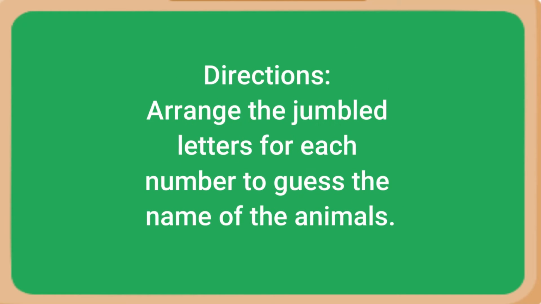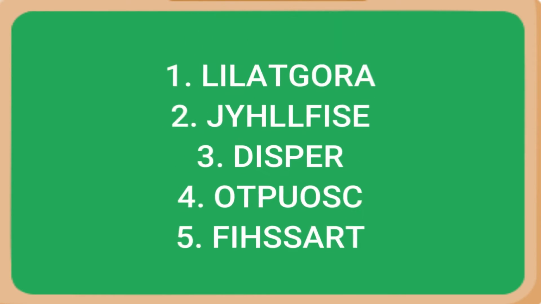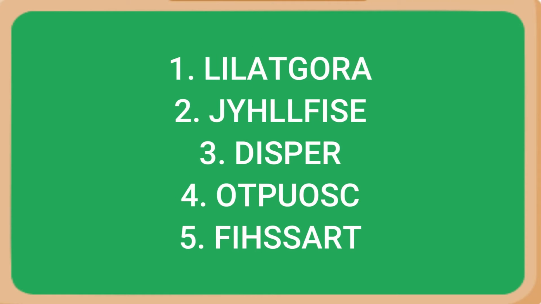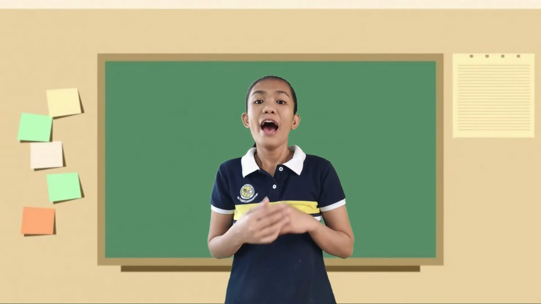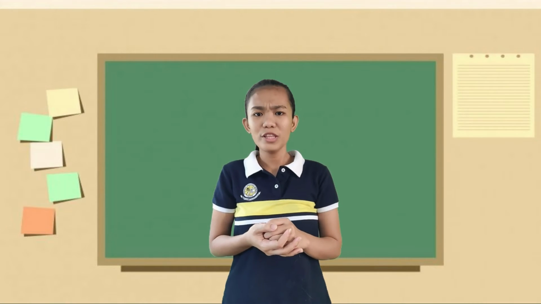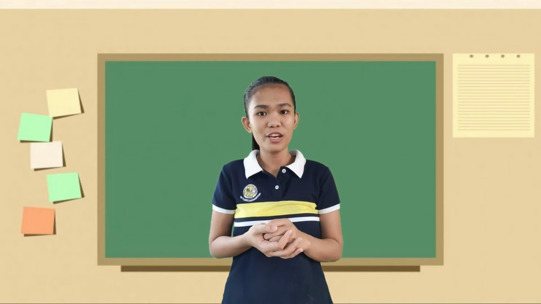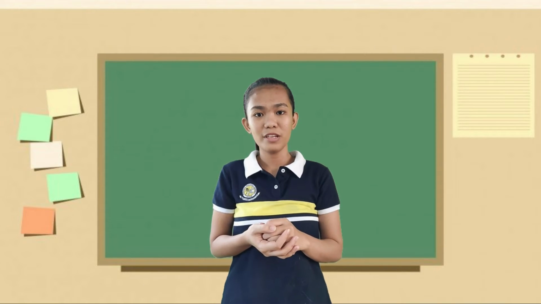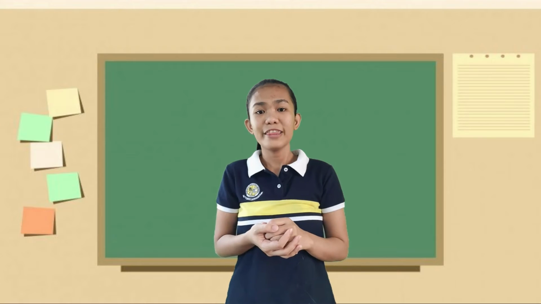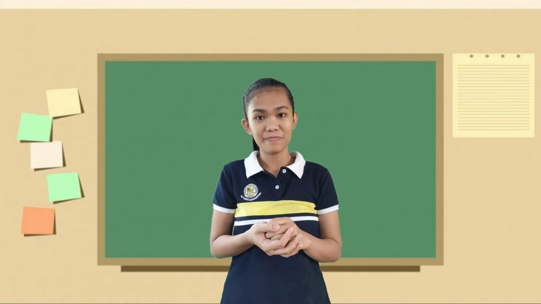Directions: arrange the jumbled letters for each number to guess the name of the animals. After guessing the animals, what do you think are their differences to each other? Which of these animals have a backbone? And which of these animals doesn't have a backbone?